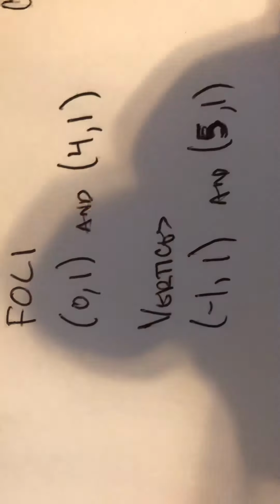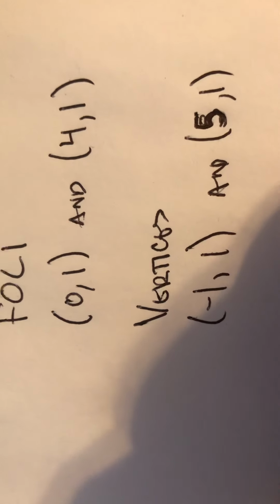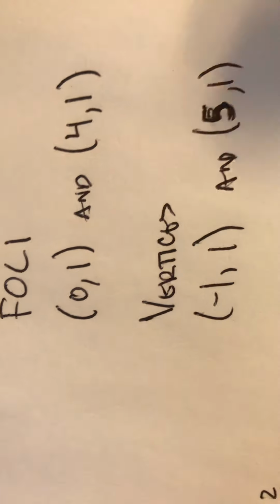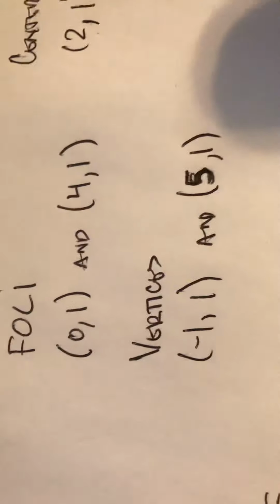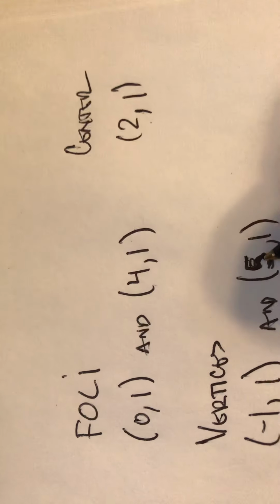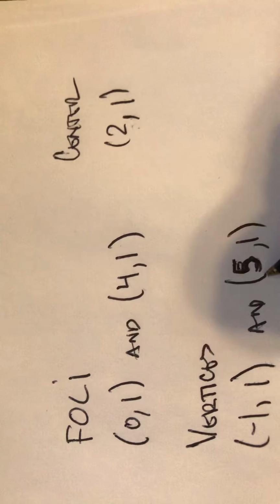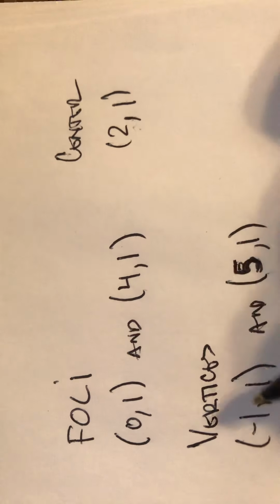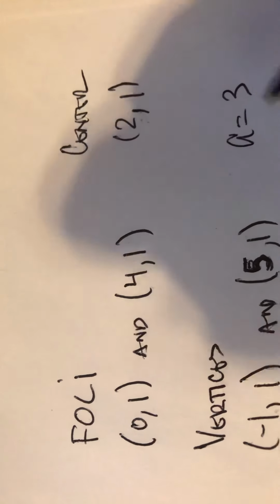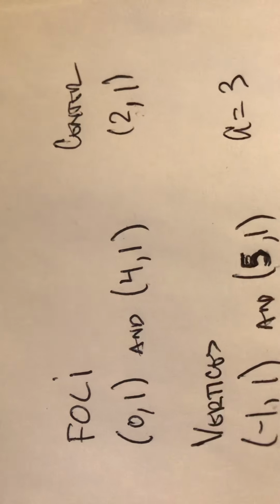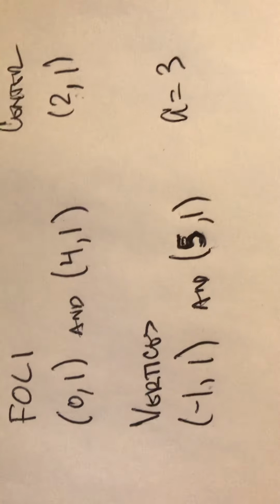So, I've got to find my a squared value and my b squared value. Well, I can find a squared pretty easily because a is the distance from the center to one of the vertices. So the distance from (2, 1) to (5, 1), or from (2, 1) to (-1, 1). In either case, my a value is 3. So a squared is 9. I need to find b squared.